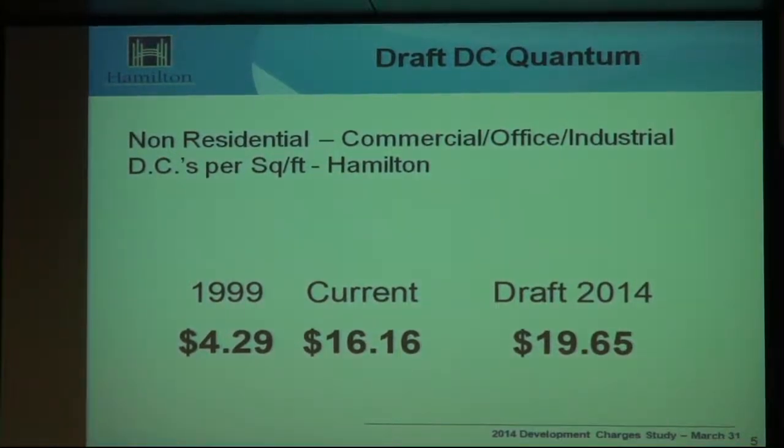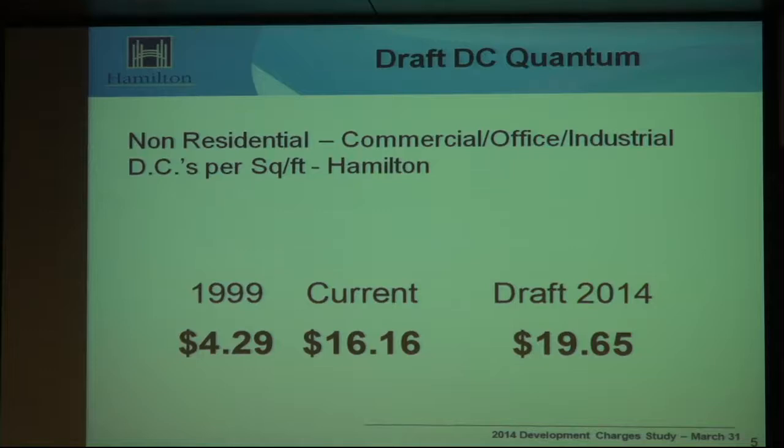No, for example, that's the full calculated rate. You see 1999 current, and the draft preliminary number is $19.65 per square foot. Currently we have policies where small commercial developers, if they're expanding or just want to build a small shop, get a phased-in rate. For the first 5,000 square feet, I think it's 50%, and for the next 5,000 square feet, it's 75%. So they wouldn't hit the full rate until over and above 10,000 square feet.